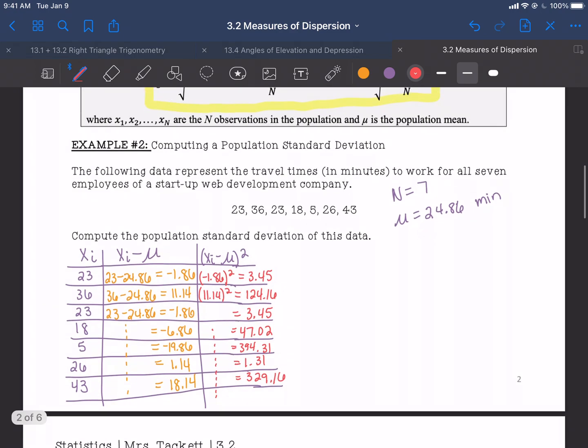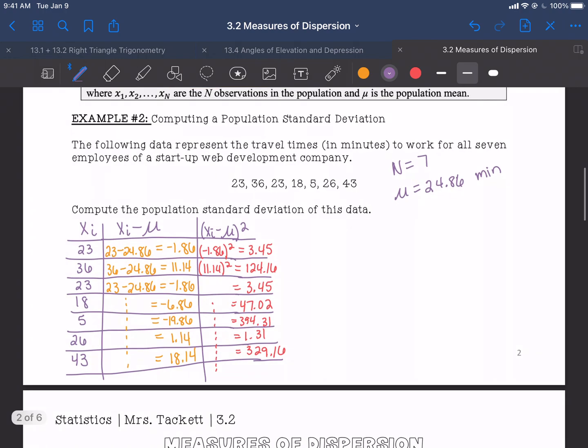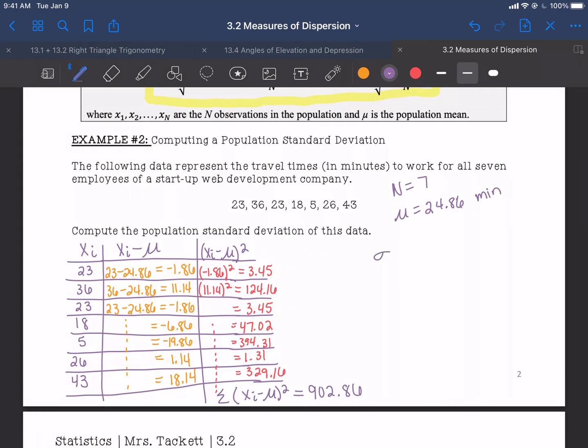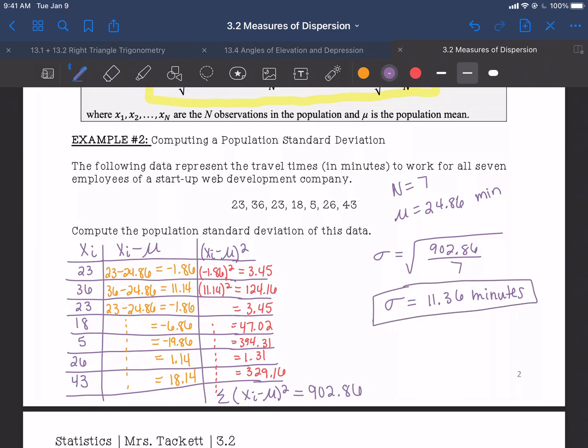Next, we're going to find the sum of all of those. So we need to add all of those together. At the bottom here, I'm just going to do the sum of that. You add all those together, you get 902.86. Now what's left to do is divide by the number in the population. So sigma is equal to the square root of 902.86 divided by 7. And that gives us a value of 11.36 minutes. So that is our population standard deviation.